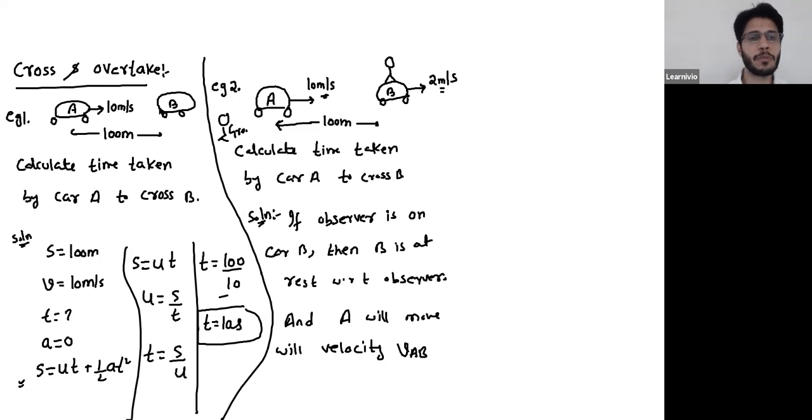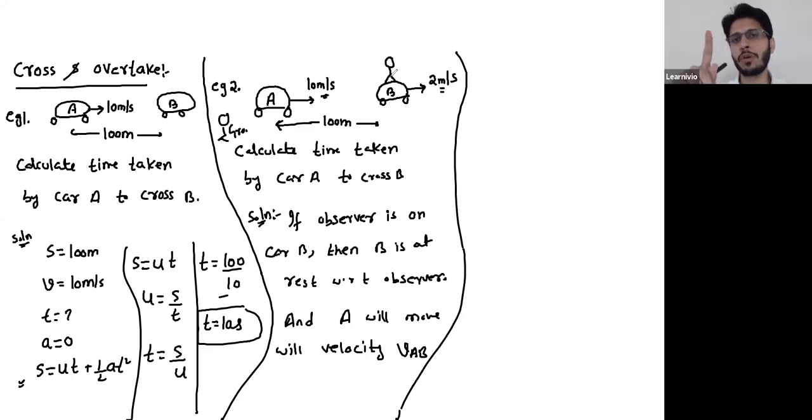Yes, sir. Because if I try to solve this problem using the observer on ground, it's a tough problem. Two bodies are moving, it's a two-body problem if I consider the observer on the ground. But if I place this observer on car B, then car B will come to rest with respect to this observer. So instead of a two-body problem, it's just a one-body problem. Only A is moving. But now A is not moving with 10 meter per second. A is moving with a velocity VAB.